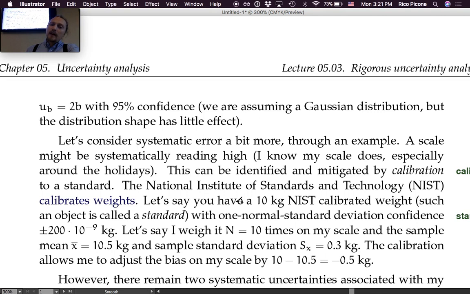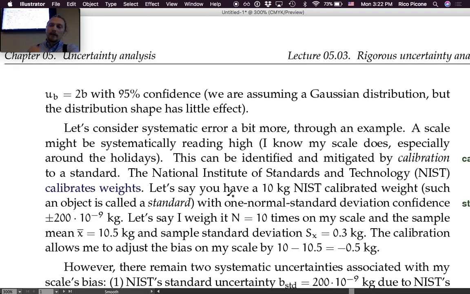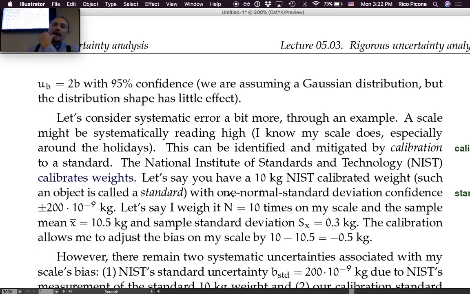Let's consider systematic error a bit more. So we're going to do a little example here kind of in line. A scale might be systematically reading high.